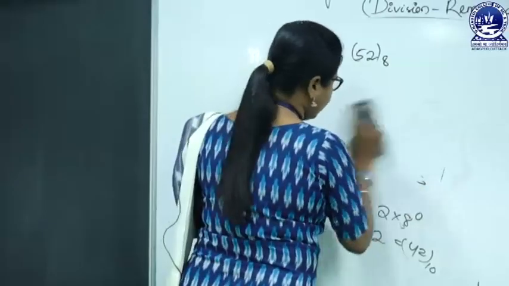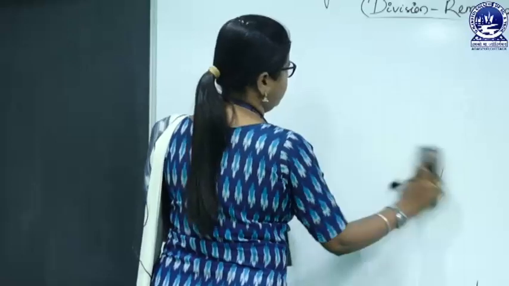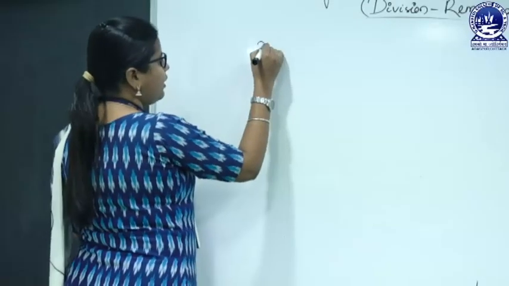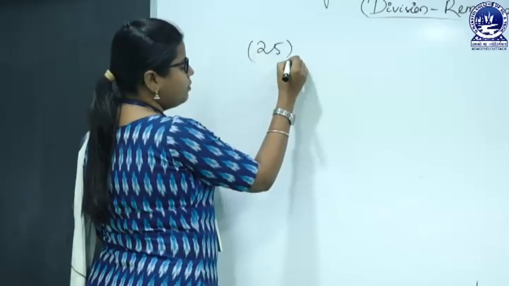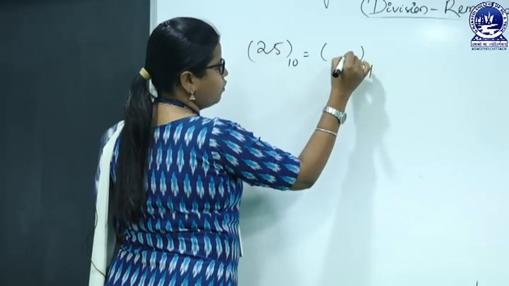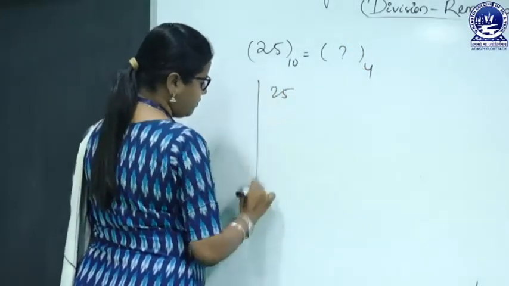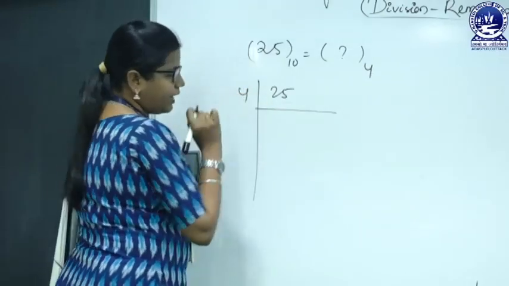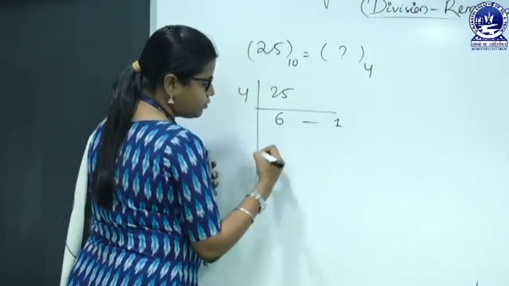Suppose our question is 25. So 25 base 10, we need to convert it to base 4. So what will be the answer? 25. Okay. So divide it by 4. 4 6s are 24, the remainder is 1.